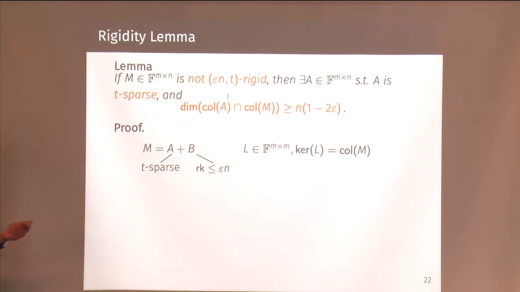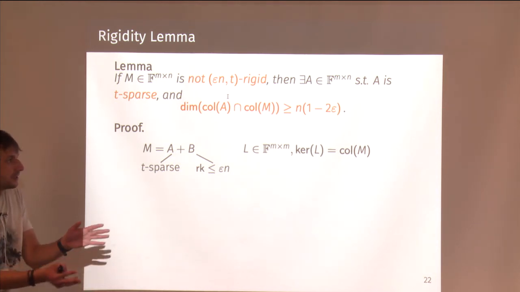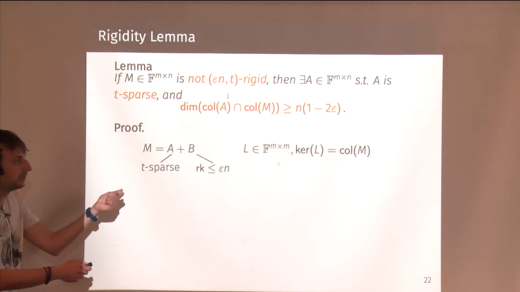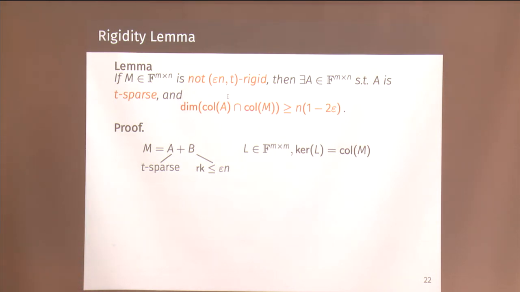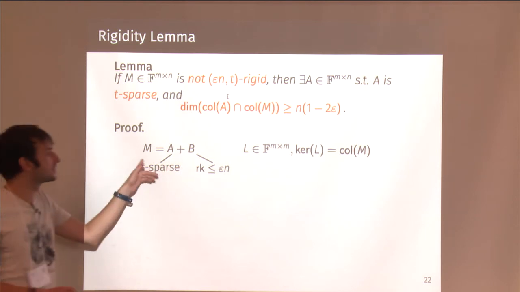Now let me define a linear operator whose kernel is exactly the column space of M. There are millions of such operators. I pick just any of them. So the column space of M is just some subspace, and I pick any operator whose kernel is exactly that subspace. Okay? Now I apply this operator to this equation.